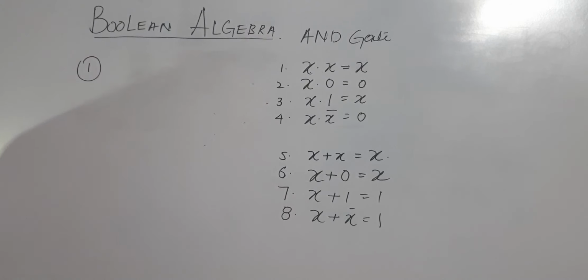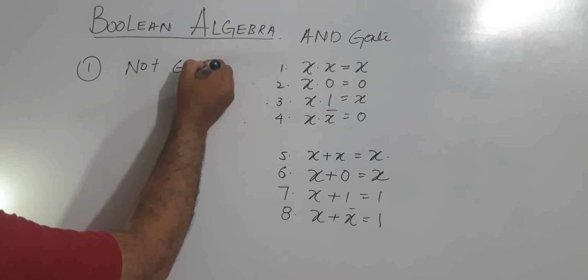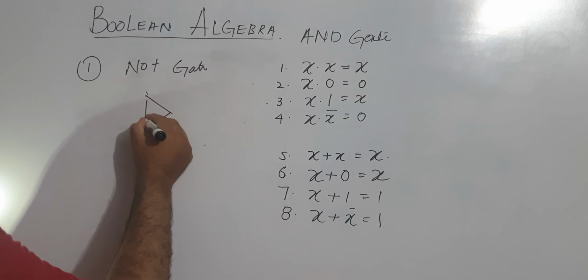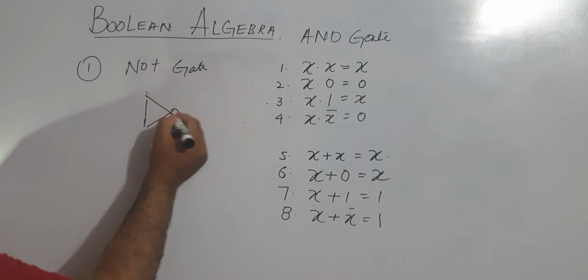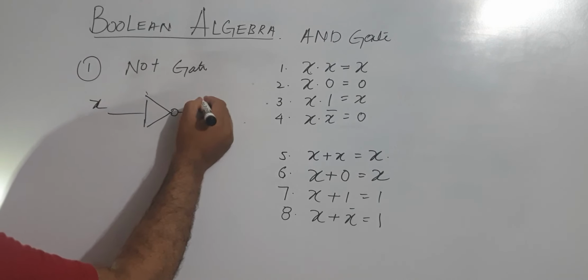And what is that identity? NOT gate. Look at this NOT gate. The symbol of NOT gate looks like this, just like a triangle with a bubble here. This is input x and this is x complement.